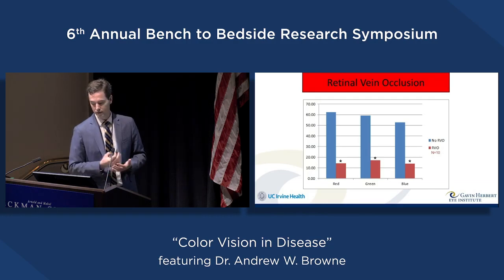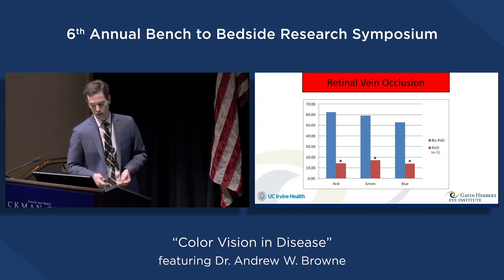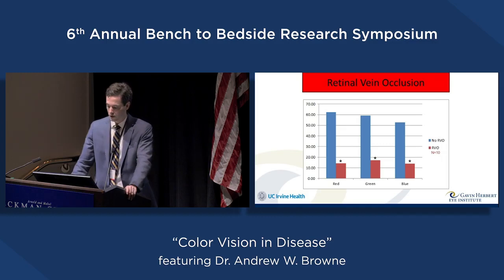So looking at 10 humans who had decreased vision in one of their eyes and comparing that to their fellow eye, we see that for the vein occlusion eye, in all cone opsins, there was a decline that was statistically significant compared to their fellow eye.